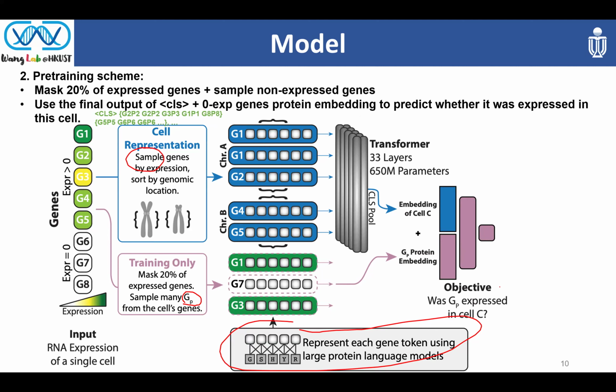We try correct. What's the loss? It's binary classification. Yeah, it's a classification label, binary cross entropy, binary classification. How many rounds for one cell?